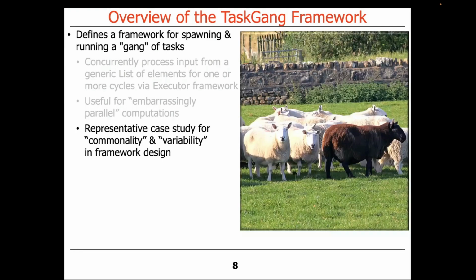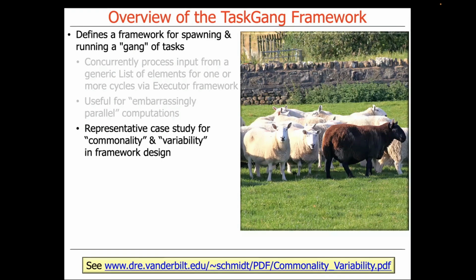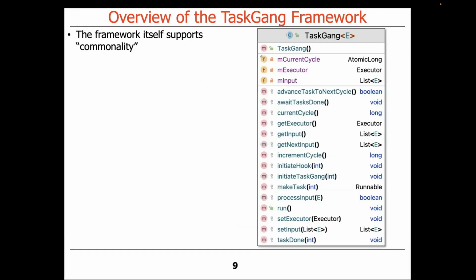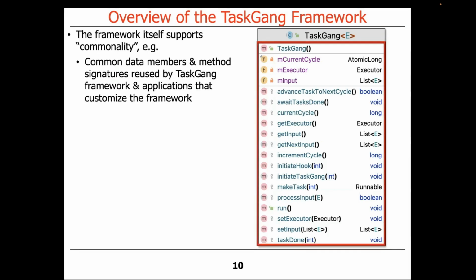There's another thing that I want to get across here that's really important called commonality and variability. And that's a very important set of themes when you're designing frameworks like the TaskGang framework. And you can learn more about commonality and variability at this link at my website at Vanderbilt. The framework itself supports commonality. What does that mean? It means it's got a bunch of methods that are reused by the framework and by applications that customize the framework. And it's also got a bunch of common fields, or so-called data members, depending on whether you're a C++ or Java person. And so these are ways of having the commonality so that everybody has the ability to leverage these particular methods.